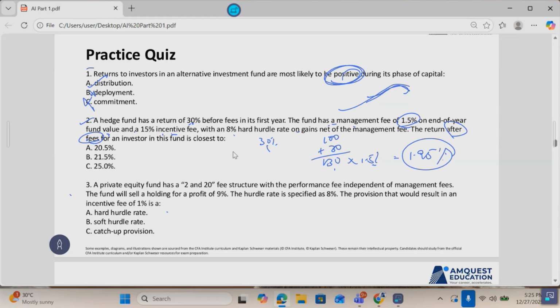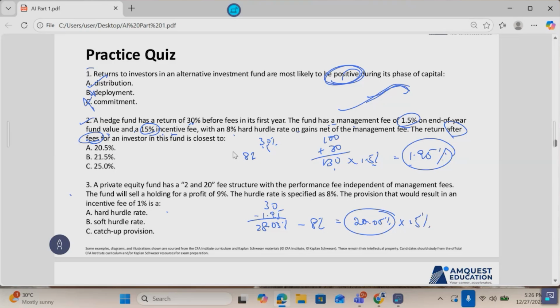Correct? Now you make 30%. But you're saying anything above 8%, I will pay 15% incentive. Now don't forget, of the 30%, 1.95% is paid towards commission. So how much is left? 28.05. And my hard hurdle rate is 8%. So that means I need only 20.05% on which I will be paying incentive fees. Correct? Times 15%.